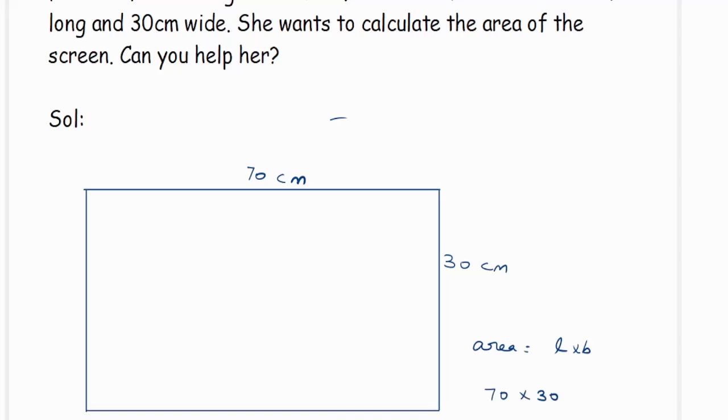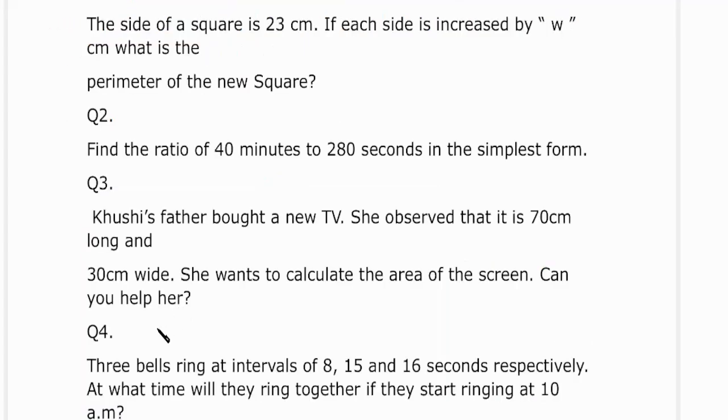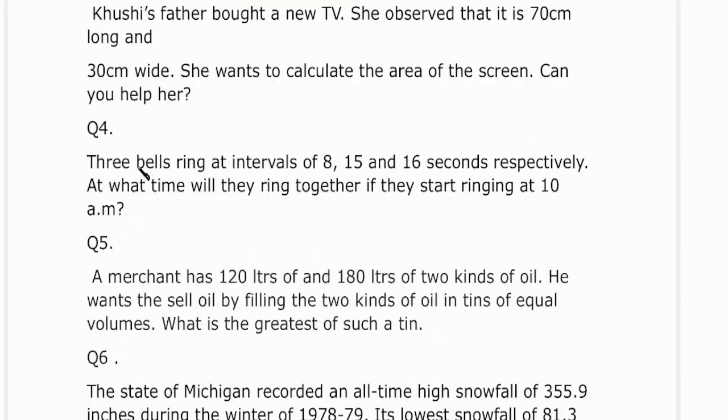That's the answer. And the fourth question: 3 bells ring at intervals of 8, 15 and 16 seconds respectively. At what time will they ring together, if they start ringing at 10 a.m.? To find the answer, we have to find the LCM of these three values, 8, 15 and 16. Then we can get the solution.